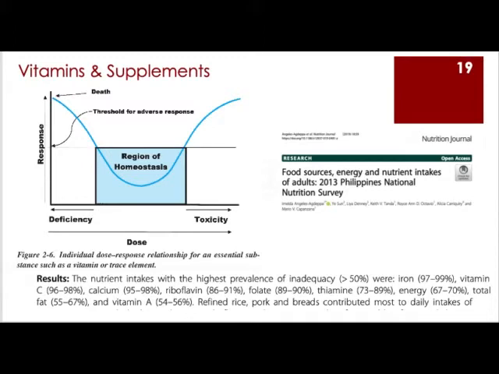For vitamins and supplements, like any other thing that we consume, we cannot take too much, or too little. There's a recommended concentration, which is the best, whereby our body needs it at just the correct concentration. I've tried to find a little bit of information on the Philippines again. This is the latest one that I can find, and it's a bit old actually, from 2013. From the results, it states that the highest prevalence of inadequacy was for iron, vitamin C, calcium, folate, riboflavin, thiamine, energy intake, total fat, and a little bit on vitamin A as well, right?